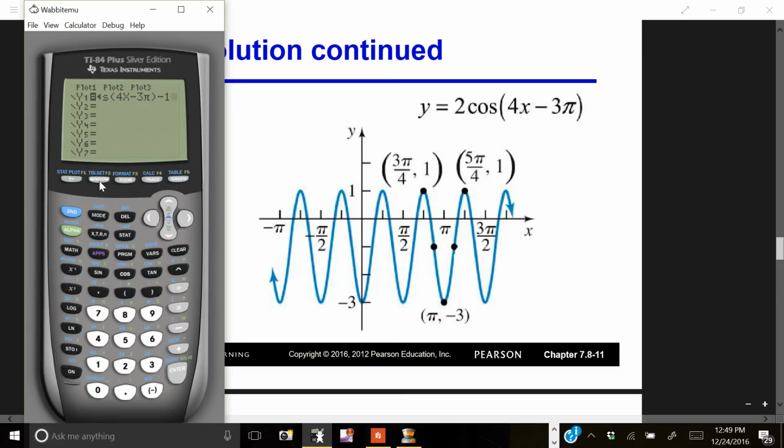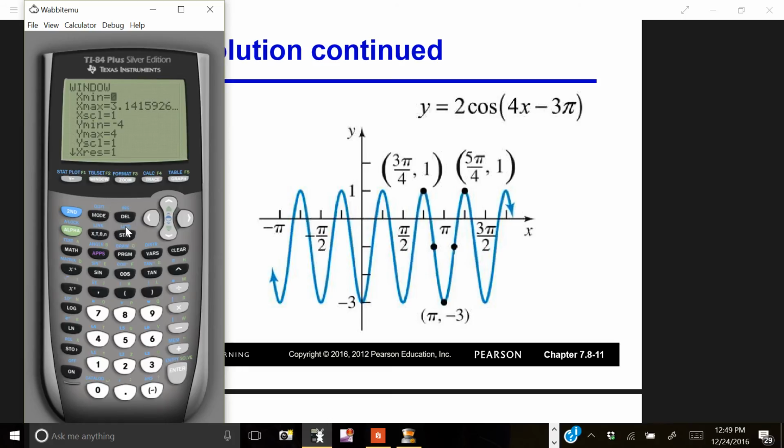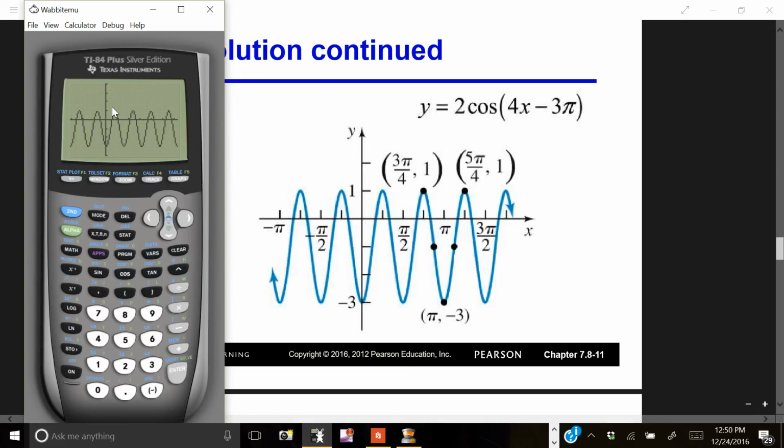So x min we're going to set at minus pi. X max, let's set at 2 pi. Y min equal minus 4. Y max equal, let's go with a plus 2. And let's graph the function. And notice that we see what they have here. And here is the cosine function that has a phase shift of 3 pi over 4.